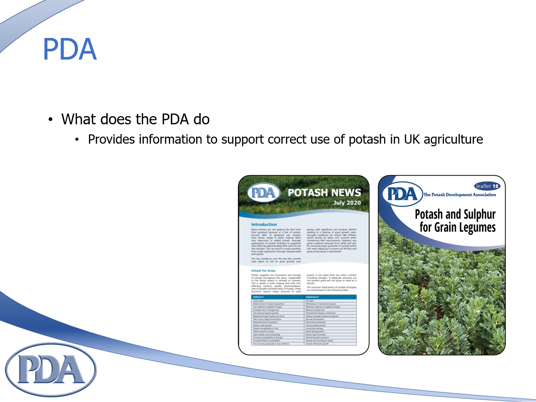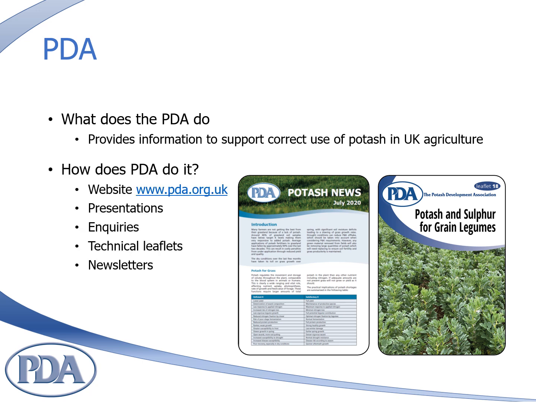The PDA provides information to support correct use of potash in UK agriculture. It does this via the website at pda.org.uk, presentations to groups of students, farmers and advisors, inquiries to the technical helpline, the number for which can be found at the end of this presentation, technical leaflets, which can be ordered in hard copy format from the website or downloaded as a PDF, and quarterly topical newsletters. All of this is provided free of charge.